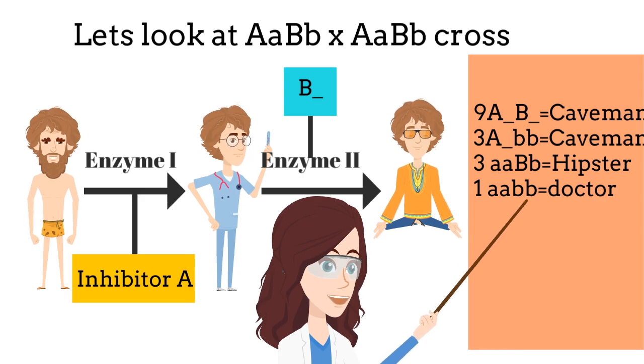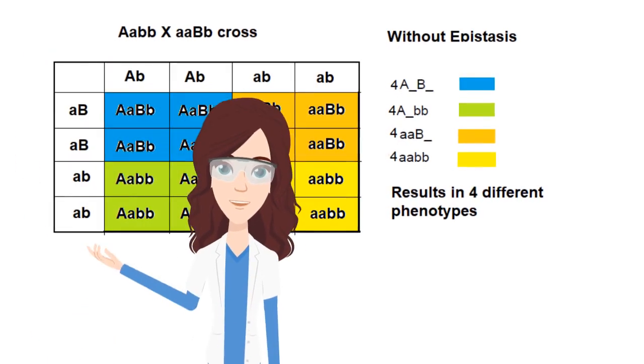The only way to produce Dr. Bob is to have a recessive A and B allele. That way we can bypass enzyme 1, but we can't bypass enzyme 2. Well, let's consider another cross. This time, it's not a dihybrid cross.